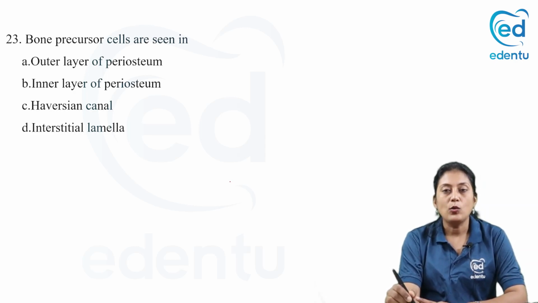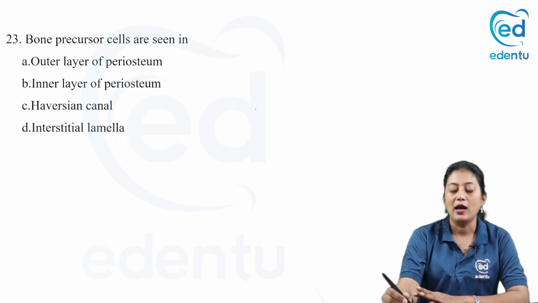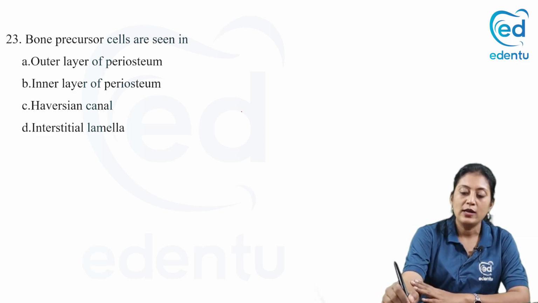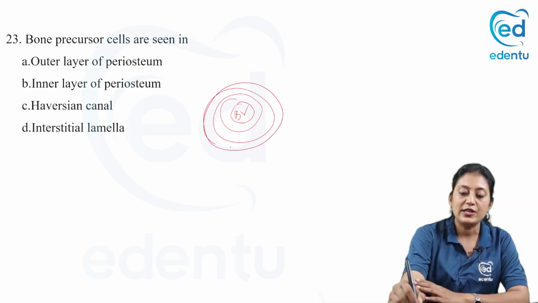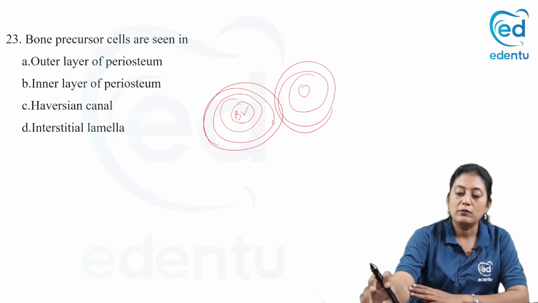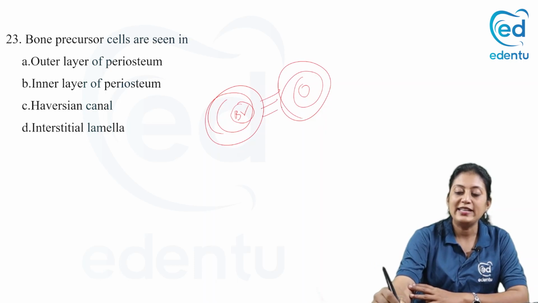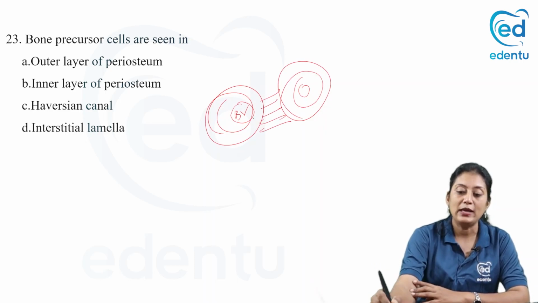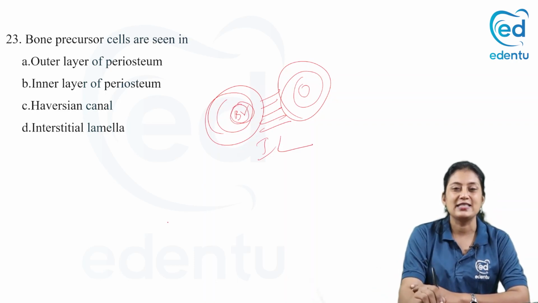Bone precursor cells are seen in which part? The options are outer layer of periosteum, inner layer of periosteum, Haversian canal and interstitial lamella. Now, you all remember the structure of bone, especially the compact bone. There is a central Haversian canal which contains the blood vessels. Surrounding that, in concentric layers, bone is formed. Between two osteons, whatever you see is called interstitial lamella. The connecting lamella between two osteons is called interstitial lamella. The Haversian canal is the central part of the osteon which contains the blood vessels.